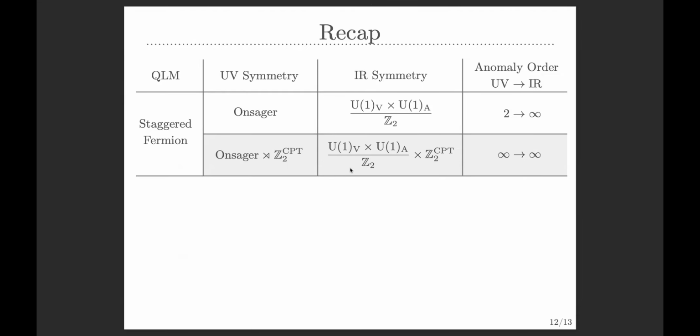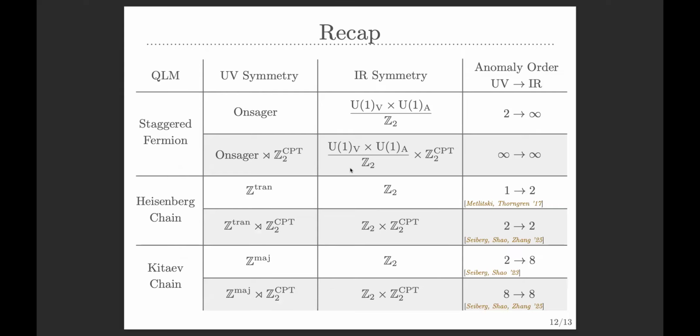And then you can start to dream. Like maybe if I add CPT symmetry, I can take some lattice anomaly orders and increase them to that in the IR. And there are other examples of this too. For one, you can take the Heisenberg chain, which has a translation symmetry. It's well known that in the IR, that translation symmetry becomes some internal Z2 symmetry that's anomalous. So this is the case where the translation symmetry is anomaly free, with order 1, while the IR symmetry has an anomaly of order 2. Then you can enforce a lattice CPT symmetry, and that enhances the UV anomaly's order to 2.